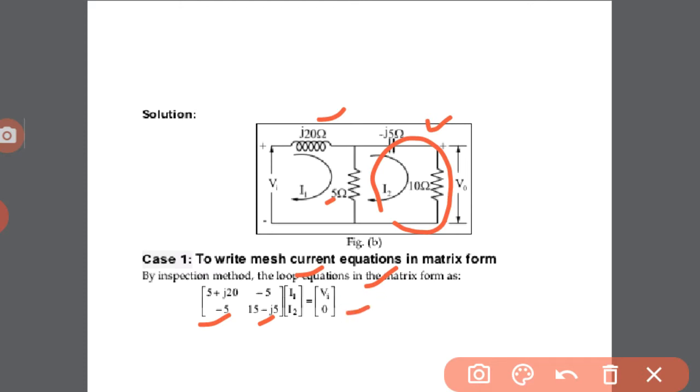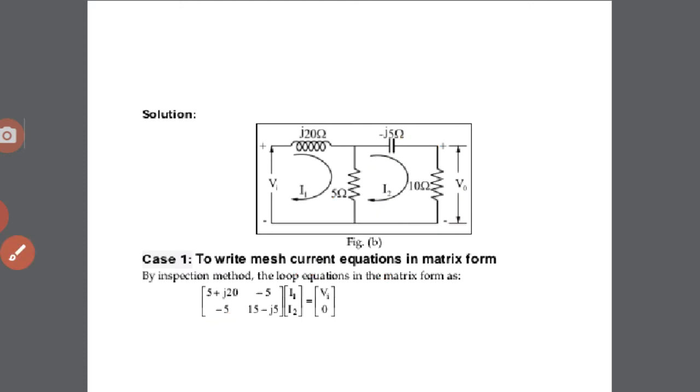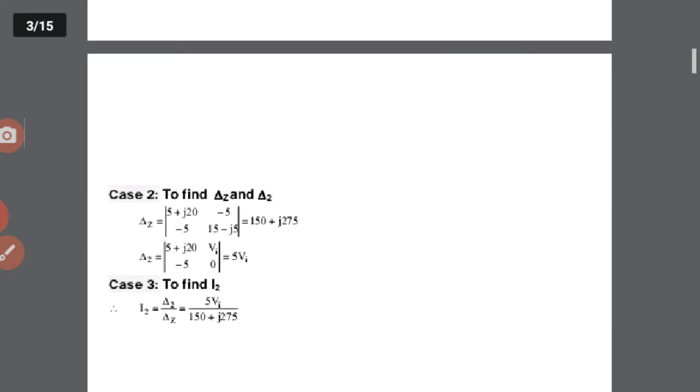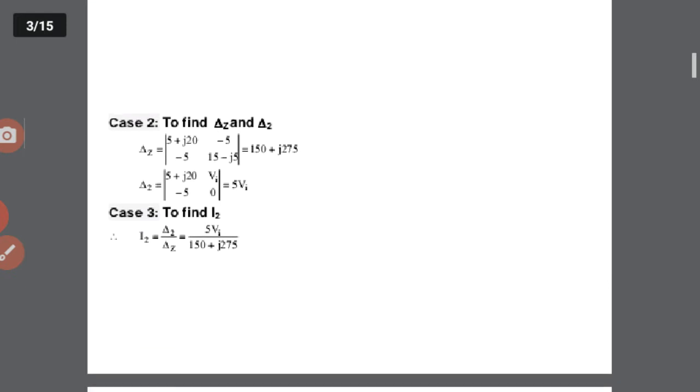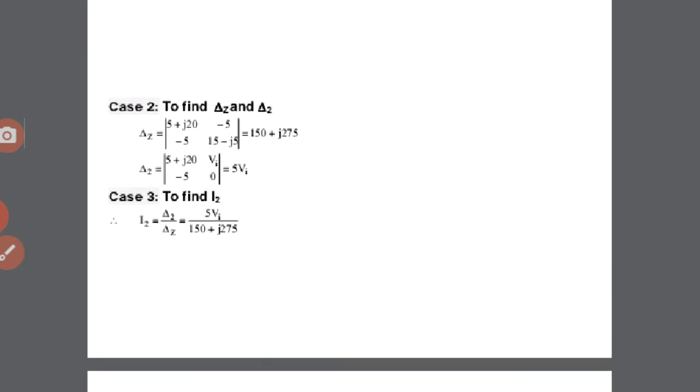So we directly write the mesh current equations in matrix form by the inspection method. After that, you have to find the output voltage by the input voltage Vi. That is case 1, the mesh equations. In case 2, you have to find the currents I1 and I2 for loop 1 and loop 2. For that purpose you have to determine delta Z, the determinant of the matrix, and then delta 2.